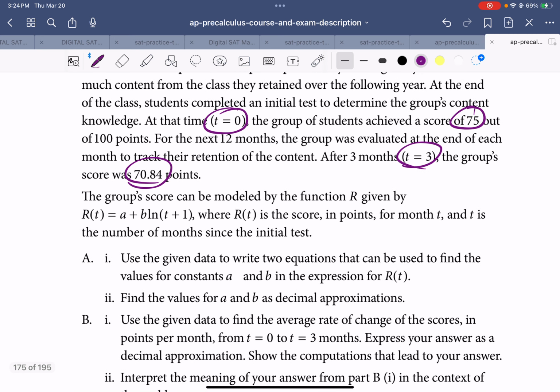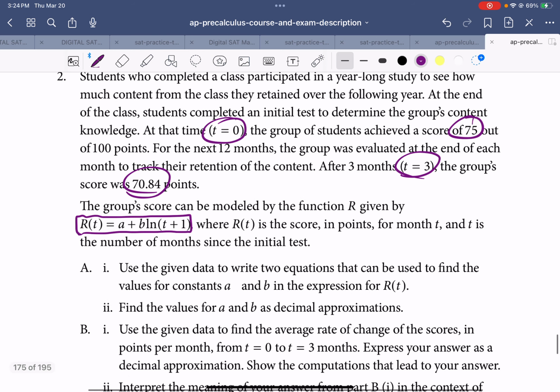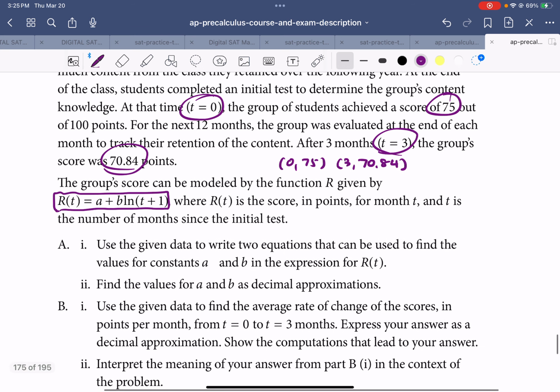Now, the group's score can be modeled by the function R given by this natural log function, where R of t is the score for month t, and t is the number of months since the initial test. Okay, so we get that. Those are 2 points, you can write them down: (0, 75), and the other point is (3, 70.84), right? Those are 2 points.